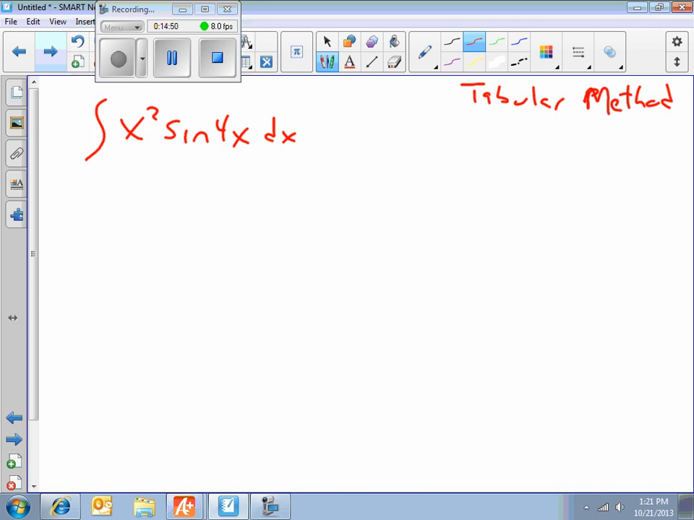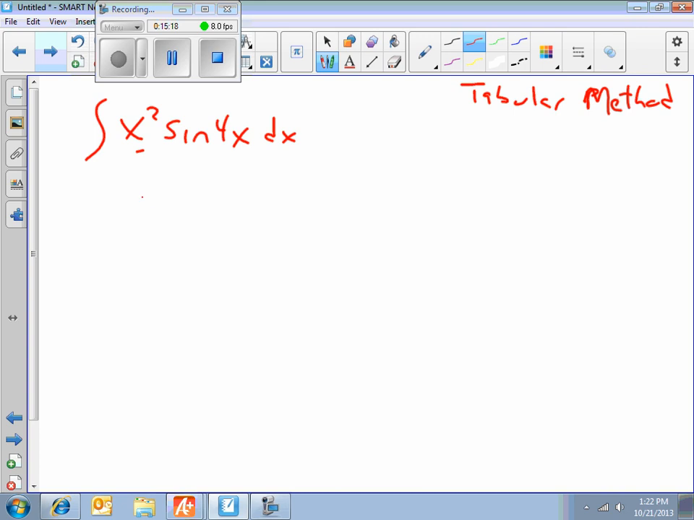And so if I was going to do this, I would choose u to be x squared, du would be 2x, sine of 4x would be my dv, and then negative 1/4 cosine of 4x would be my v. The tabular method recognizes that these things are going back and forth and that you're having to keep doing it until you get the x squared down to 0.